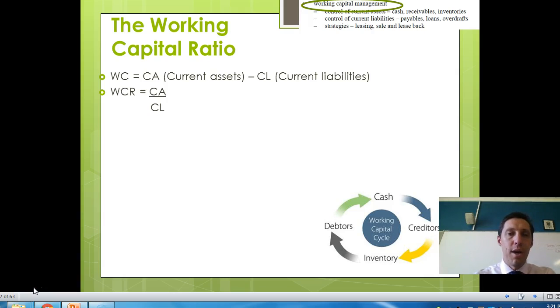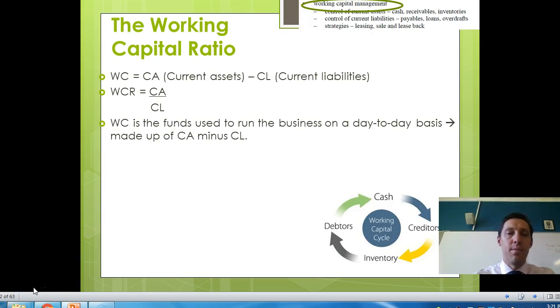And in the context of working capital, where you would at least want to have a positive figure, so more current assets than current liabilities, the size of that positive relationship is dependent upon the size of the business. Working capital are the funds used to run the business on a day-to-day basis. So it's cash. Cash is critical in that context, and therefore it's imperative that the business has a positive working capital figure.